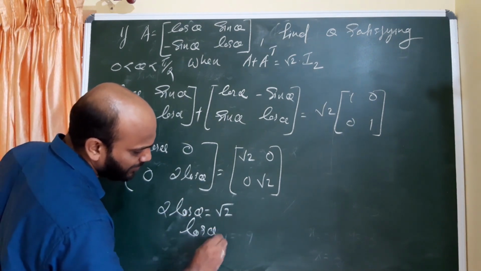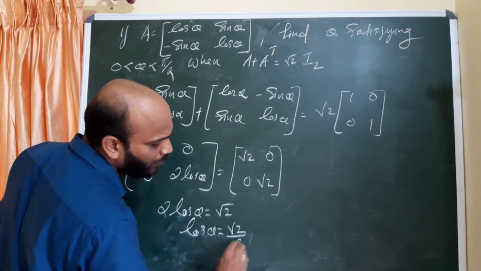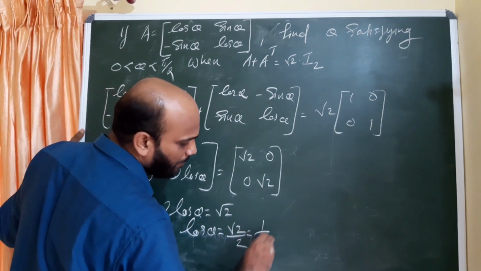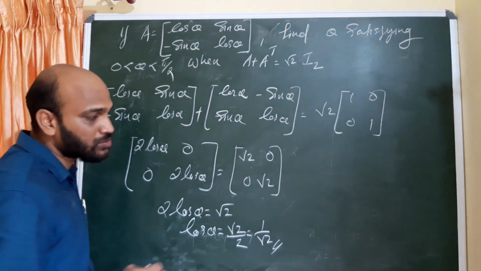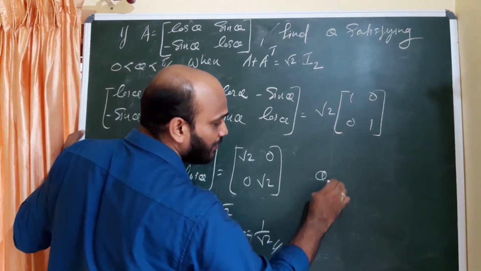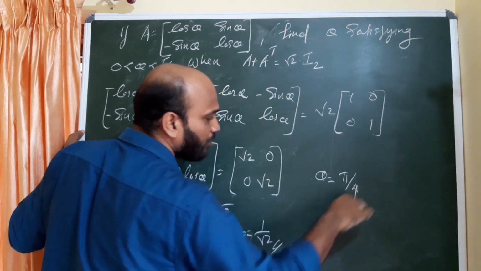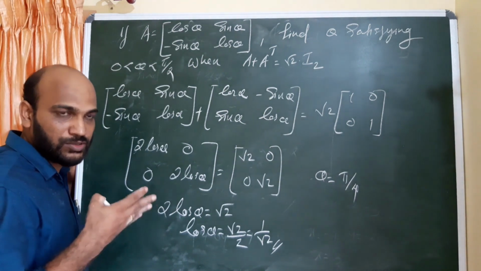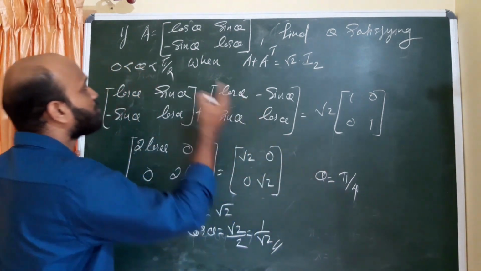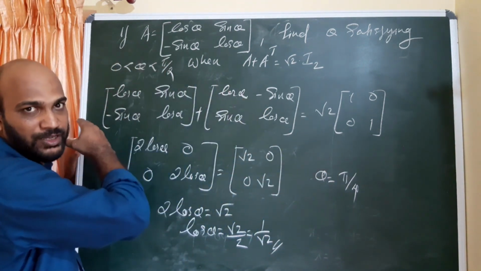So what about cos theta? Root 2 by 2, that is 1 by root 2. Cos theta equal to 1 by root 2. So what is the value of theta? Theta equal to pi by 4, because cos pi by 4 is equal to 1 by root 2. And pi by 4 clearly belongs to 0 to pi by 2.